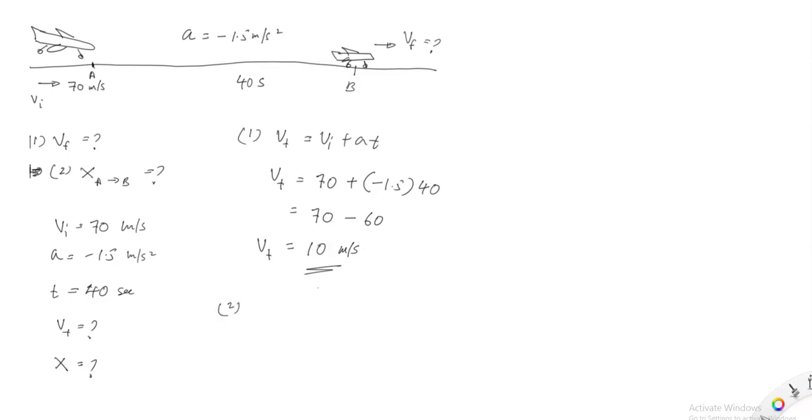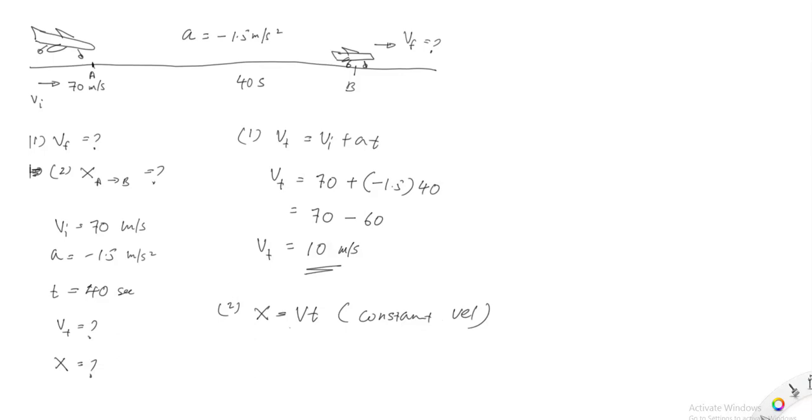Question number 2. How far does it go during this time? Now some might think of using the equation distance equals V times time. I told you, please remember this equation only works if you have a constant velocity, right? Here we don't. We have a deceleration. The speed is changing, it's reducing, so we can't go with this. We have to go with one of those kinematic equations.